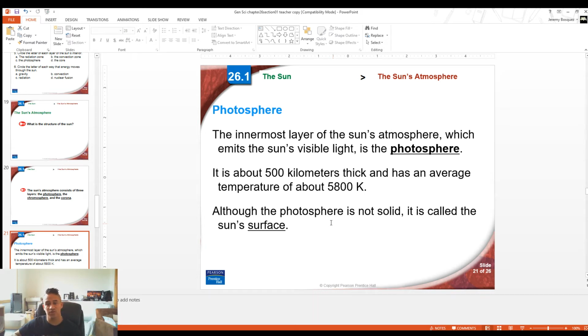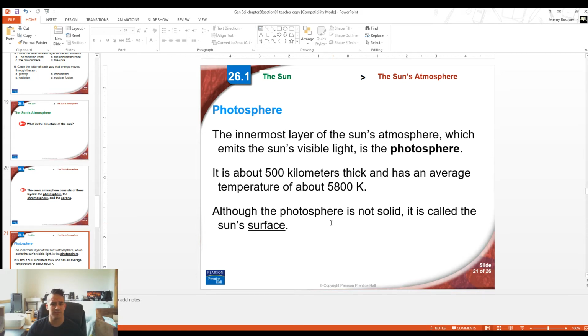It's called the photosphere because this is the layer that if you were to look at the sun, and don't look at the sun, please, but take a picture of it, or just look at it from your peripheral vision, this is what you're looking at. Okay, this is the layer that you see in photos or images of the sun. It's very thin. It's only about 500 kilometers thick, so that's not very thick at all.